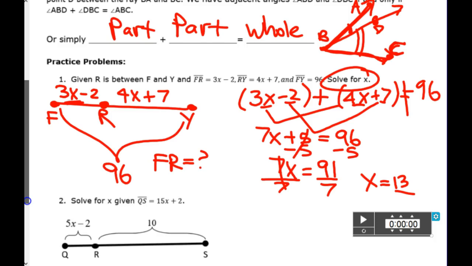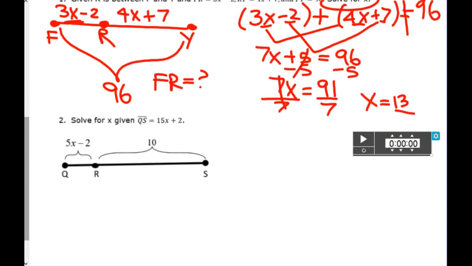Look at number 2. Now, on number 2, do we know the first part? Do we know the second part? Do we have labeled down here the whole thing? No. But that's why we got to read our question. The question says, solve for x given QS. QS is the whole thing, right? QS is what? 15x plus 2. Do you see how that works? You know the first part, you know the second part, and the question itself told us the whole thing.